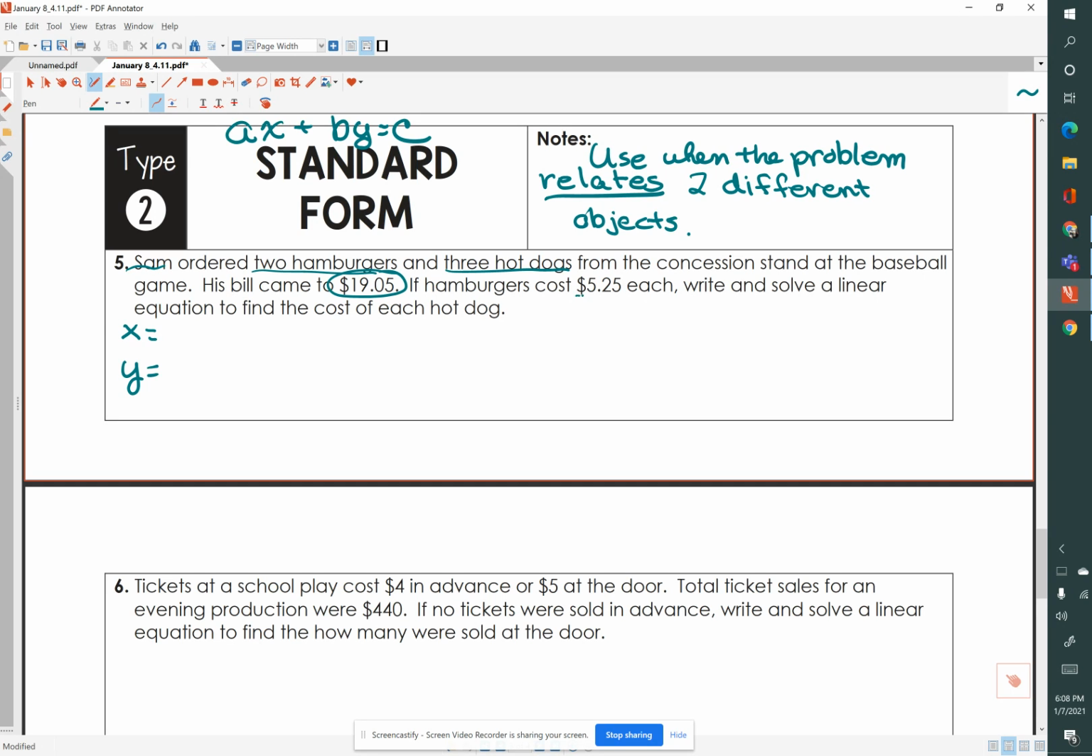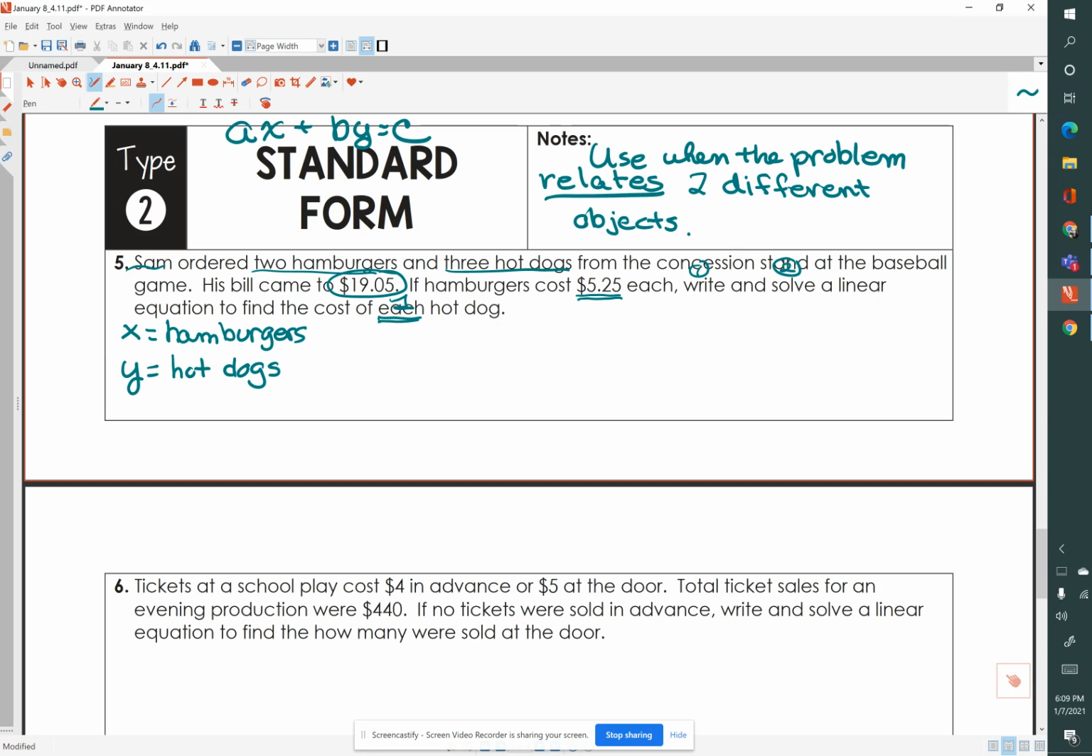If hamburgers cost $5.25 each, write and solve, so we have 2 chores ahead of us, a linear equation to find the cost of each hot dog. We're finding the cost of 1 hot dog, okay, of each hot dog. Well, let's make X our hamburgers, and let's make Y our hot dogs.